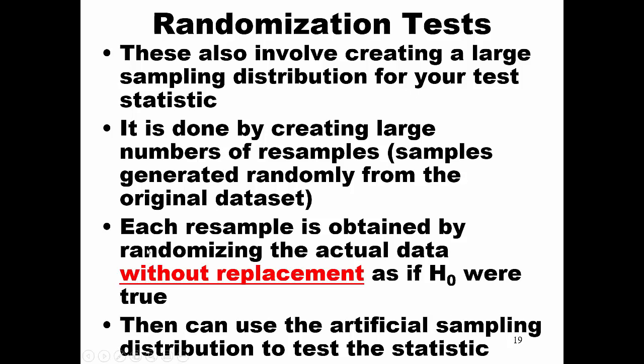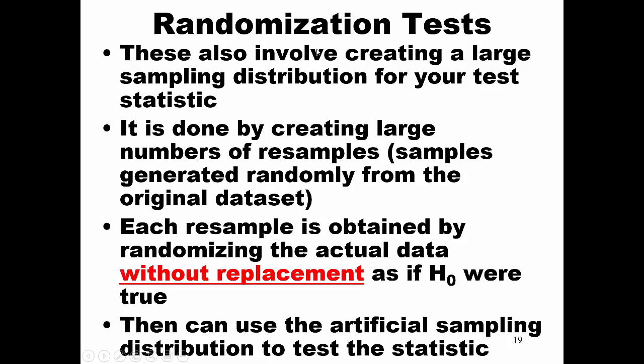So we need large numbers, typically 5,000 or 10,000 times, where we resample the data randomly. This is as if we were running the experiment lots of different times, which is the theoretical sampling distribution that statisticians have worked out for standard test statistics. We're numerically generating it from our data by random resampling.